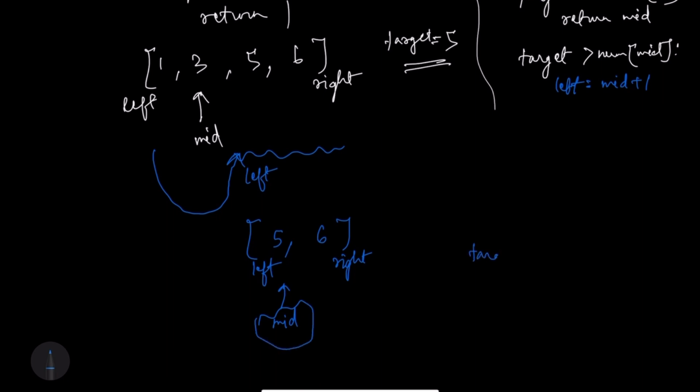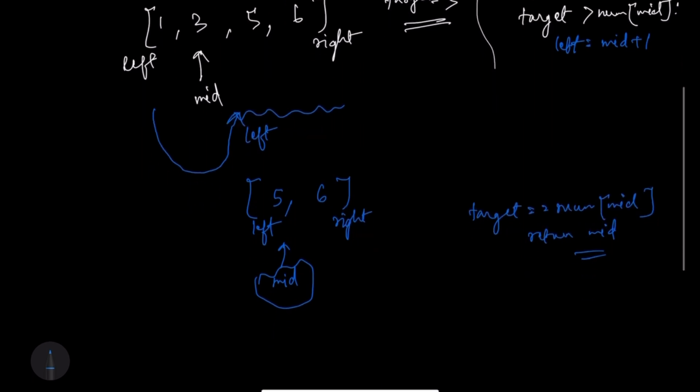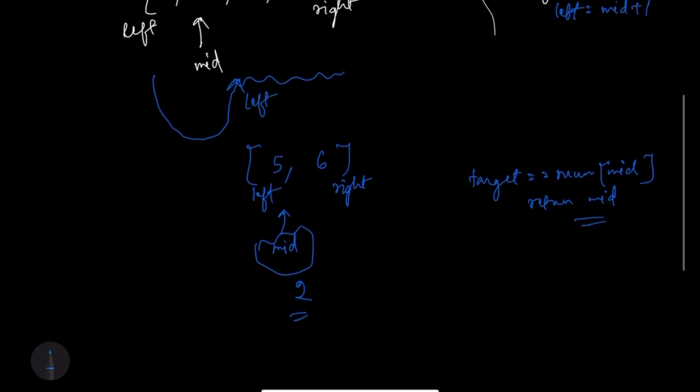Now we will check if our target is equal to the number at mid position, which is equal. So we will be returning our mid position, which is 2. So that's how we get the answer.